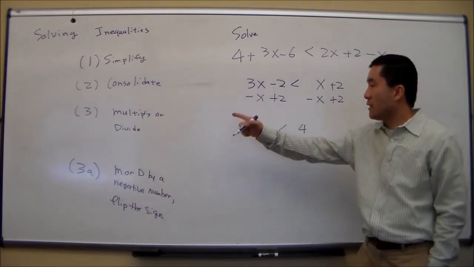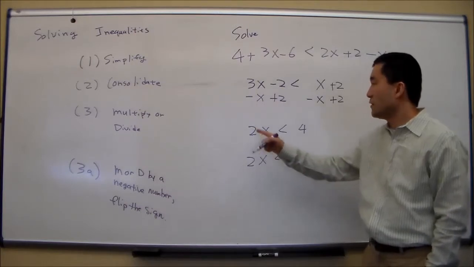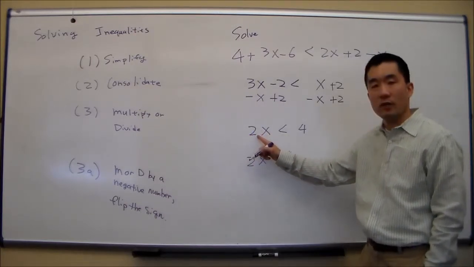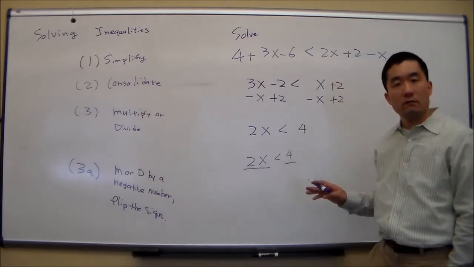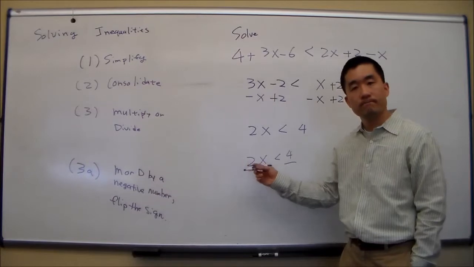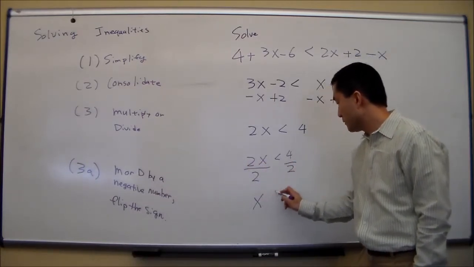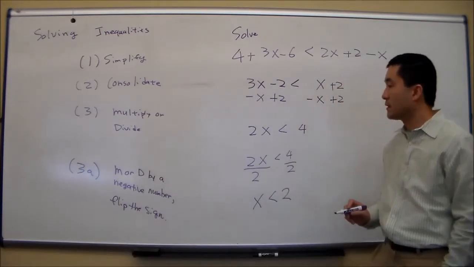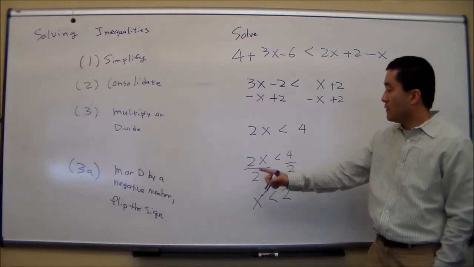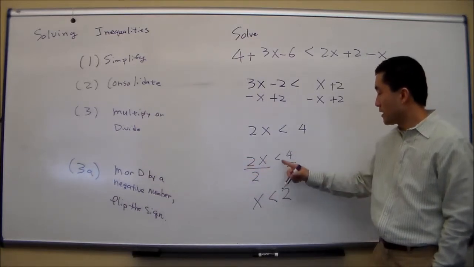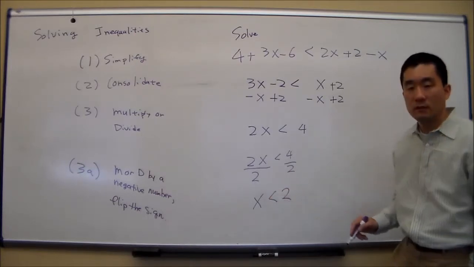So step 3, multiply or divide, okay? I'm going to divide again because this is implied multiplication. So divide. Divided by what? Well, it's this number right here. So 2 and 2. X is less than 2. Did I multiply or divide by a negative number? Not in this case. So the sign does not flip. X is less than 2.